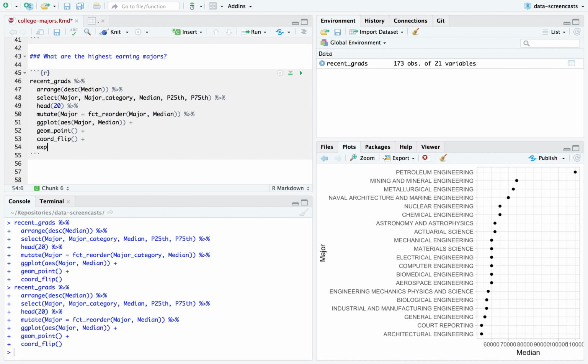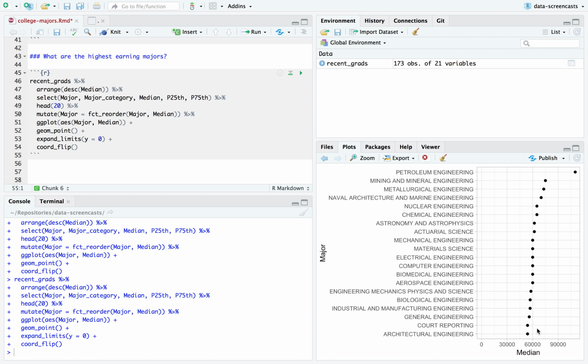I'm going to add expand limits y equals 0. We did a coord flip, so it's actually the y-axis to 0. All right, and we see this tells easily the top 20 majors.